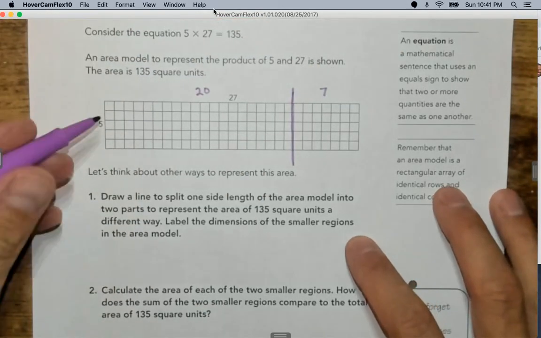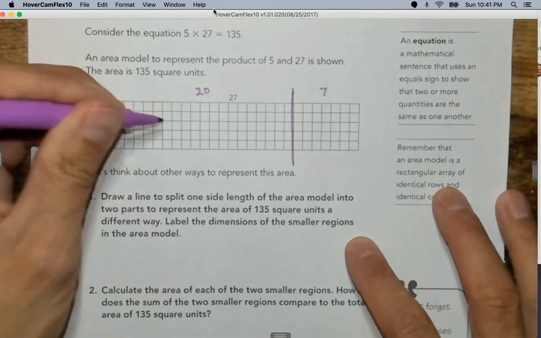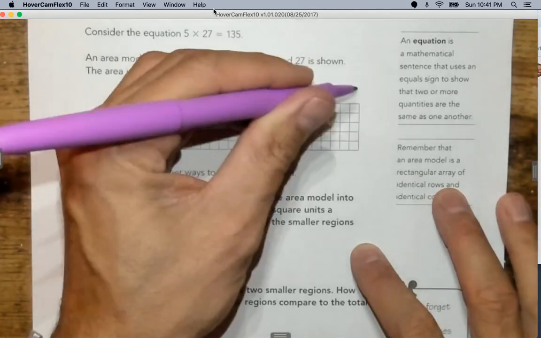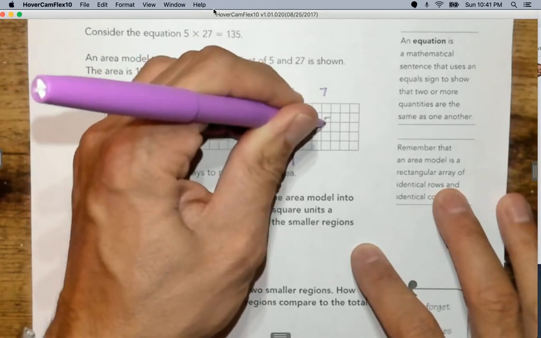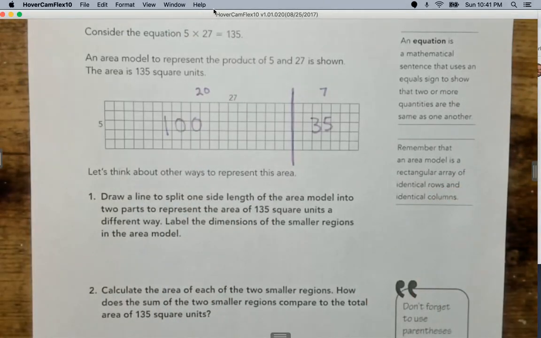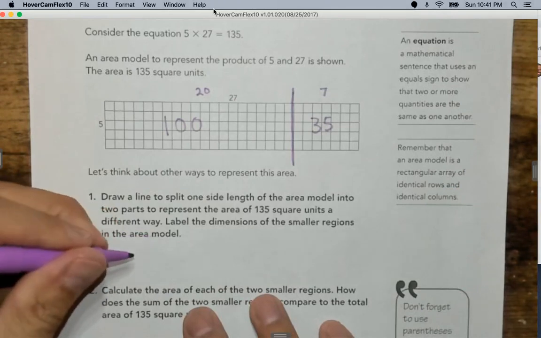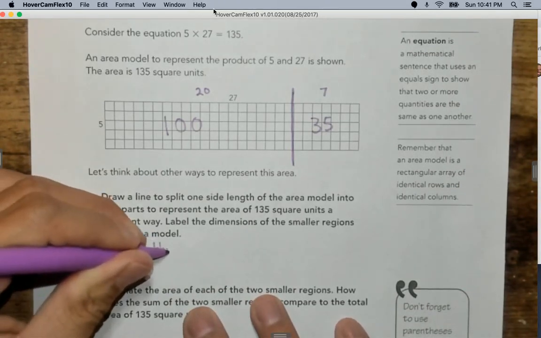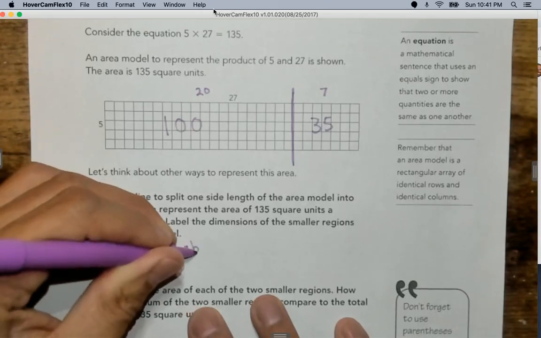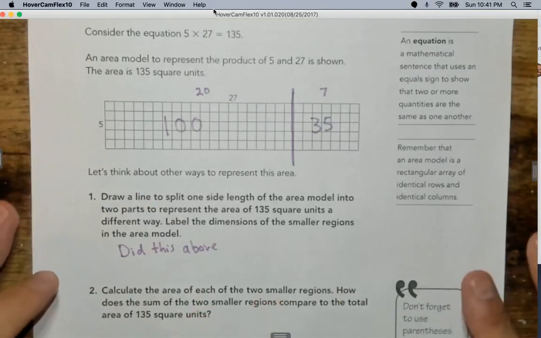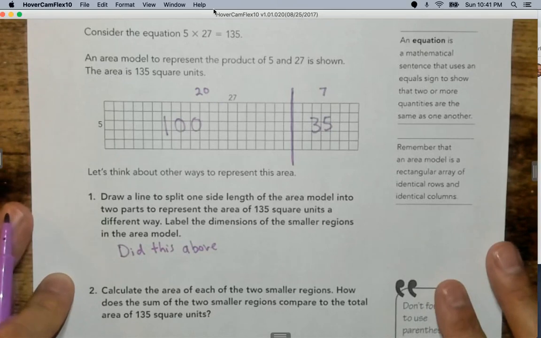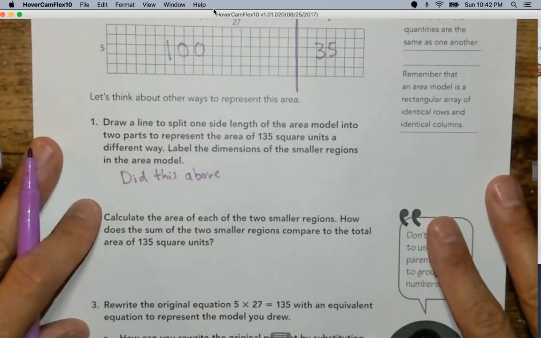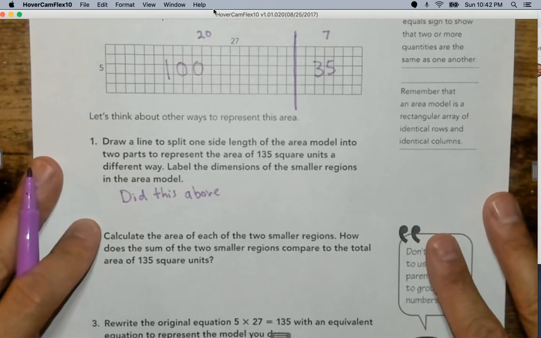And then inside of here, we had 5 times 20, there's 100 squares in this part, and 5 times 7 is 35. There'd be 35 in this part. Okay? And so I did this above. And so this is a different way for us to show 27 times 5, breaking down the 27 into two parts of 20 and 7.